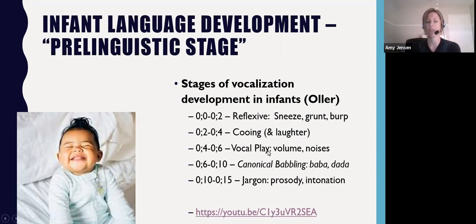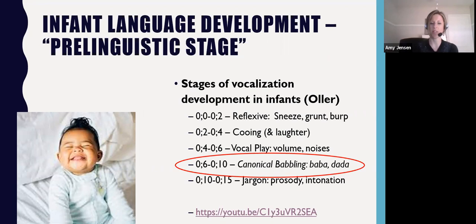I think you're going to hear more about this in another lecture, but one thing I'll quickly note, I know this convention right here looks a little strange, but just to orient you to it, it's year, semicolon, month. So this is referring to 0 to 2 months, 2 to 4 months, 4 to 6, etc. So the stage that I want to point out to you is this 6 to 10 month stage where babies should be producing some sort of canonical babbling.